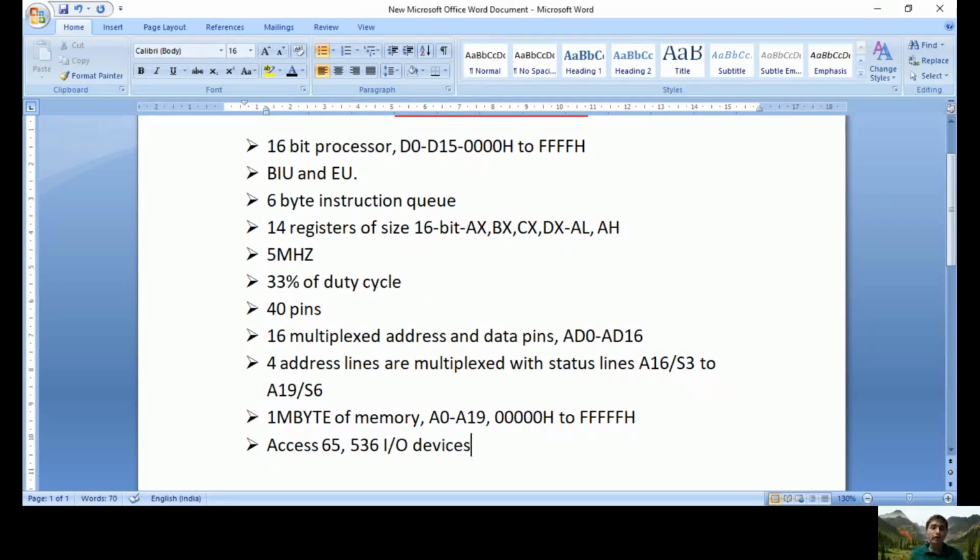What does IO mean? Input device, output device, like that. Maybe 8255, maybe 8257, or some other ICs. Those ICs also communicate with the processor. A maximum of 65,536 IO devices can communicate with one processor.